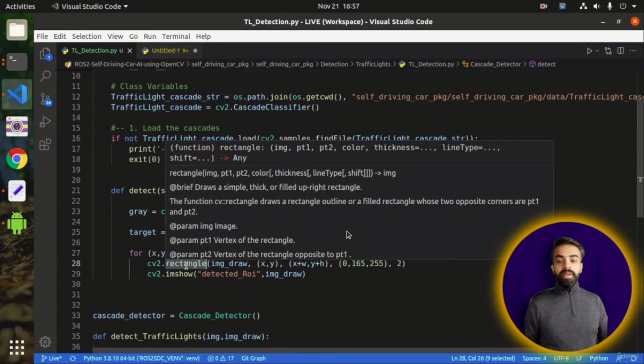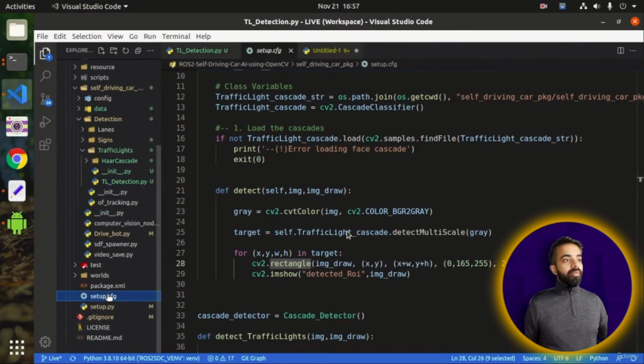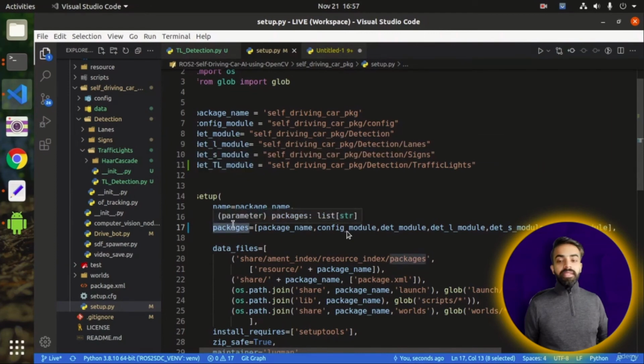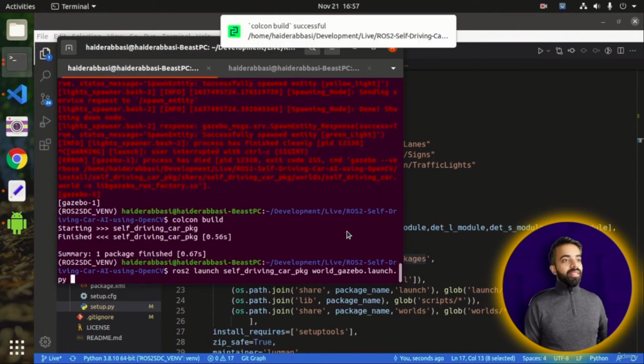This completes the coding part, and now before we can build it, we need to first notify Python of this module's path. So what we do is simply hover over to the setup.py file and simply highlight the traffic light detection module's location and save it inside the packages. Once we have done that, we move over to the terminal, build the project, and run the simulation.